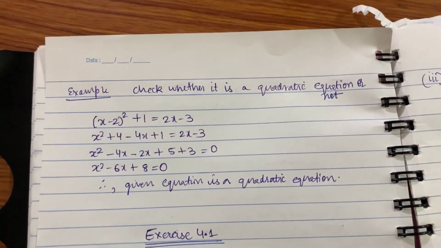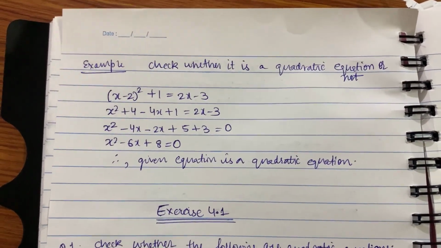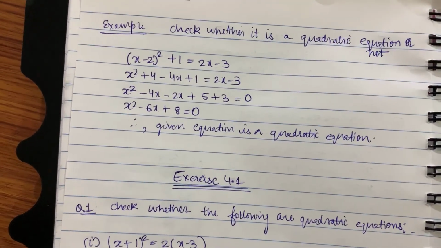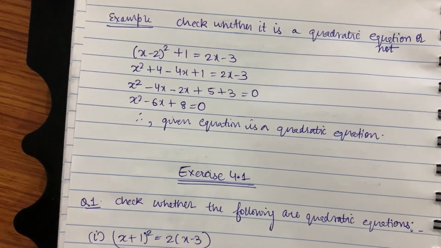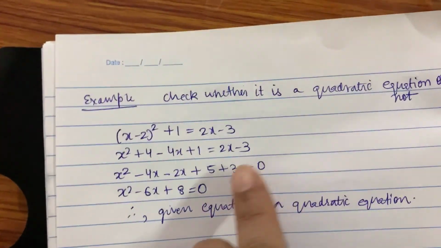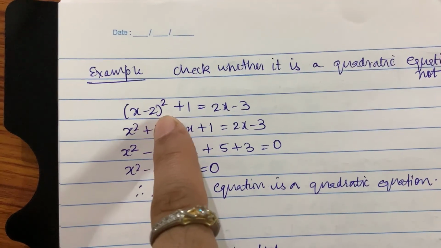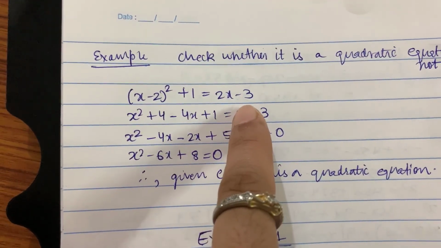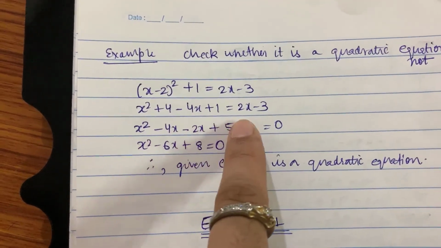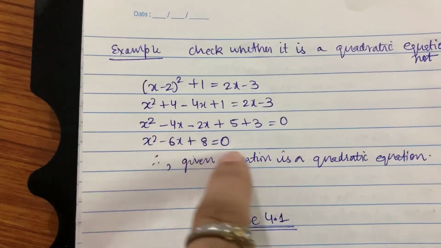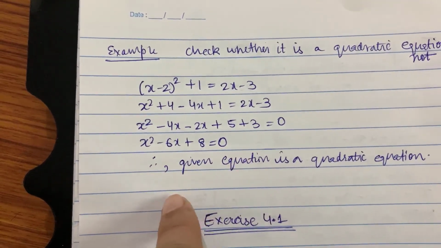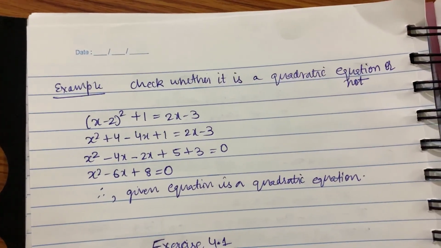Then one more example: check whether it is a quadratic equation or not. For an equation to be a quadratic equation, the degree of x should be 2. We are given the equation (x minus 2) whole square plus 1 is equal to 2x minus 3. We will solve the square: x square plus 4 minus 4x plus 1 equals 2x minus 3. After solving we get x square minus 6x plus 8 equals 0. So this given equation is a quadratic equation.